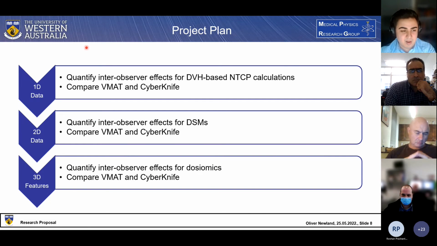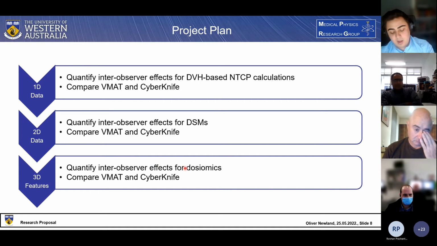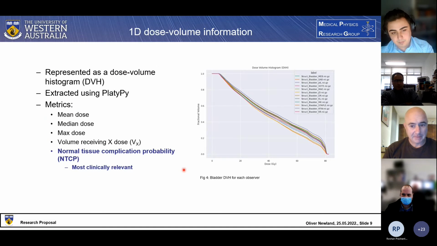Okay, so my project can basically be divided into 3 sections. The first will be using 1D dose volume data for the NTCP calculations. The second will be using 2D dose surface maps and seeing the variations there. And then the final stage will involve using 3D features, so doseomics, and looking at what variations occur there.